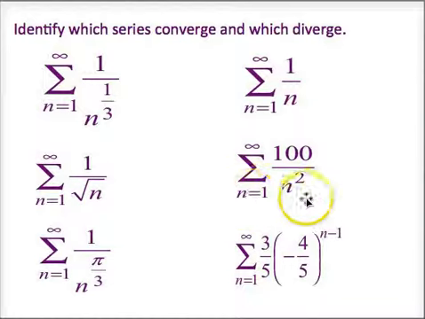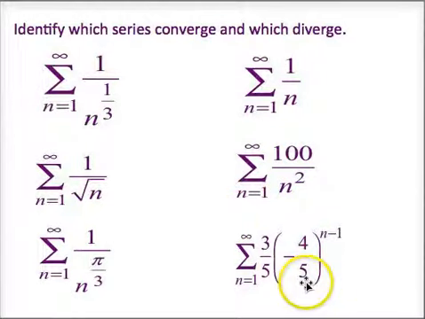Over here, another p-series. This 100 here could be taken and written on the outside, and then we would just have 1 over n squared. But it is a p-series with our value of p being greater than 1, so that is a convergent series. Down here, another p-series. The exponent is larger than 1. Pi divided by 3 is a number bigger than 1, so this will converge. And over here, that's a geometric series. And the ratio is less than 1, so it will be a convergent series.